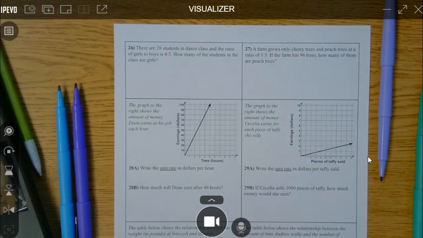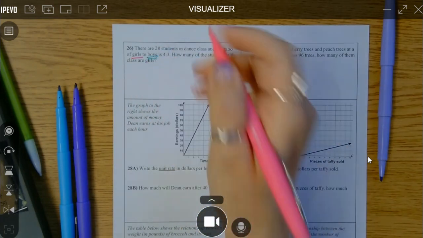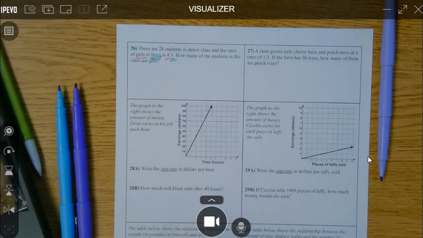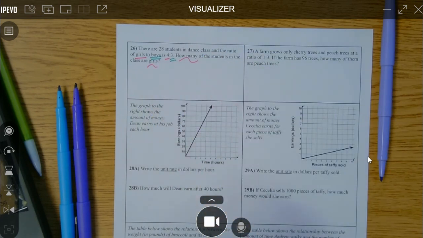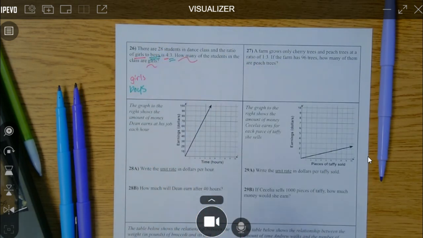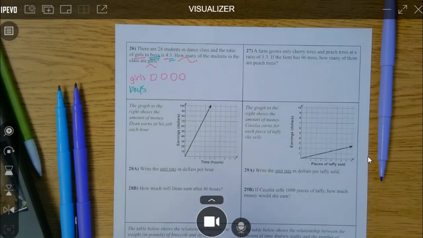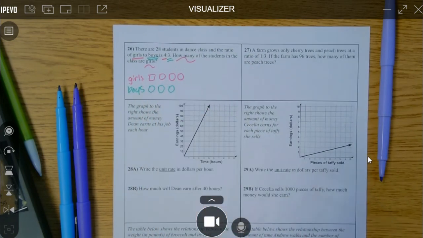It says there are 28 students in dance class, and the ratio of girls to boys. So let me grab my 2 pens. We have girls to boys is 4 to 3. So the first number is the girls, the second number is the boys. How many of the students in the class are girls? So they're asking how many are girls. So we have girls, boys. Those are the 2 things I'm talking about. And the boxes represent girls. They said it's a 1, 2, 3, 4 to 1, 2, 3 ratio, right? 4 girls for every 3 boys.